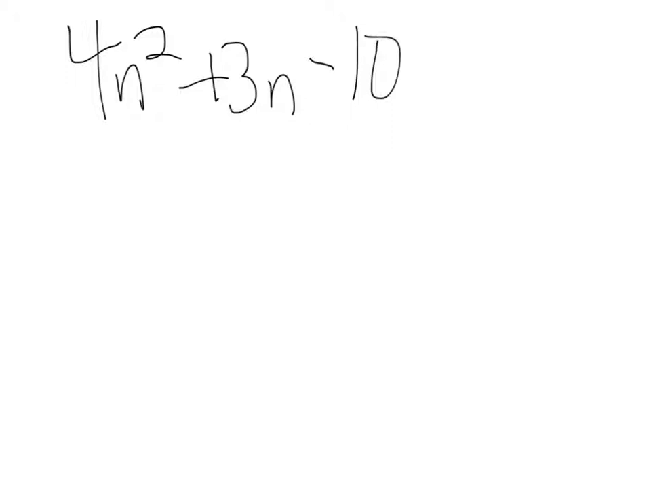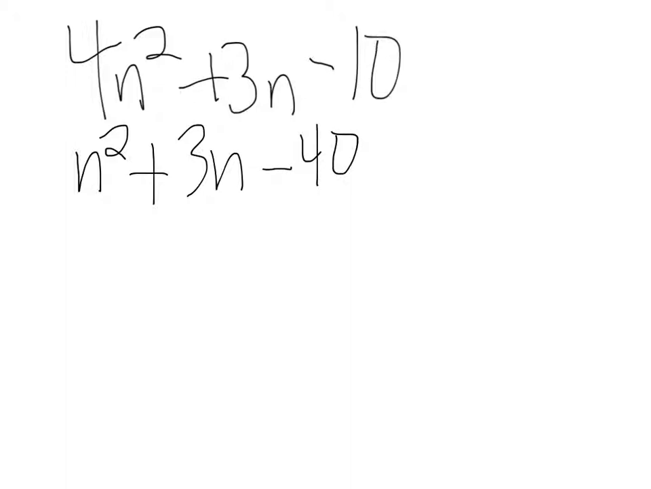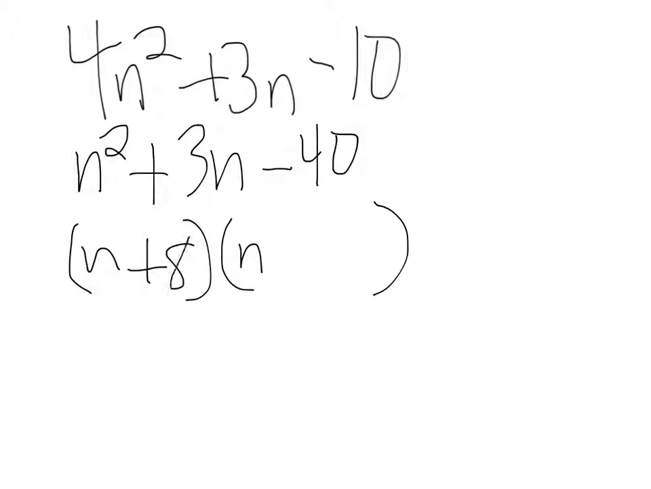So if you remember the method for factoring our trinomials with coefficient greater than 1 in front of n squared, we drop the 4 and we rewrite. With the exception then, we take the 4 times the negative 10 and get negative 40. And so now we're looking for factors of negative 40 that add up to positive 3. Well, that's going to be positive 8 and negative 5.